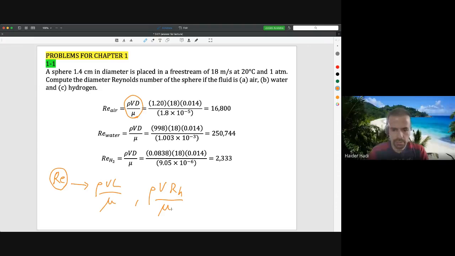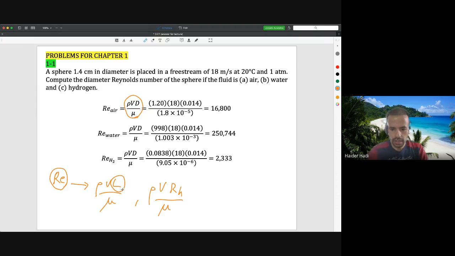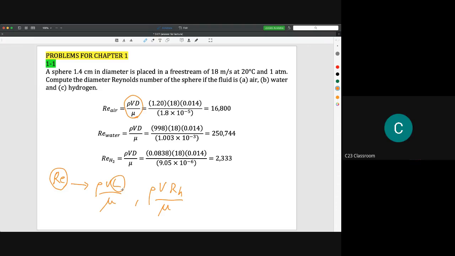This value is not from tables. The L here is the length. RH is the hydraulic radius, so you need to calculate the hydraulic radius. The equation is the cross sectional area of your conduit divided by the wetted perimeter. It is used in applications called open channel.